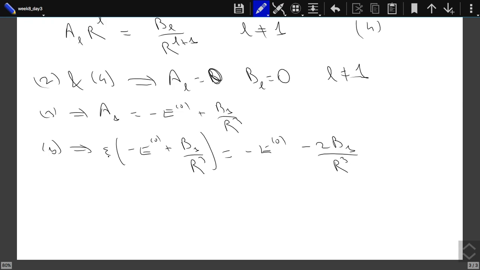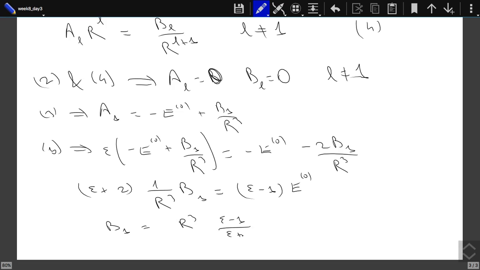So let's simplify it a bit. We have epsilon plus 2 times 1 over R cubed, B1, should be equal to epsilon minus 1 times E0. Or B1 should be equal to R cubed epsilon minus 1 over epsilon plus 2 E0. This is our B1.